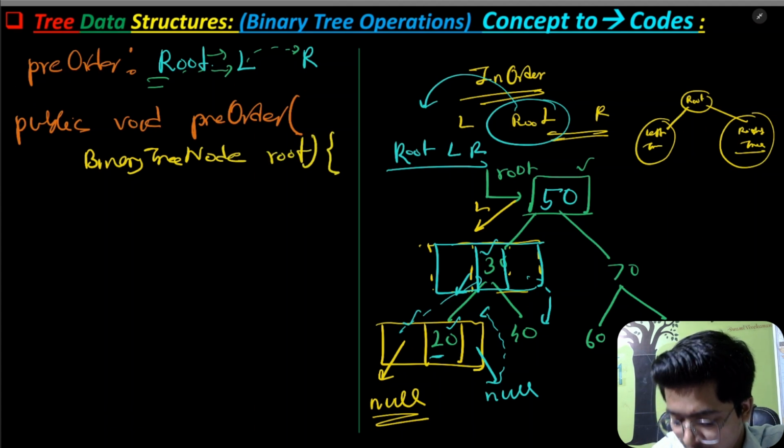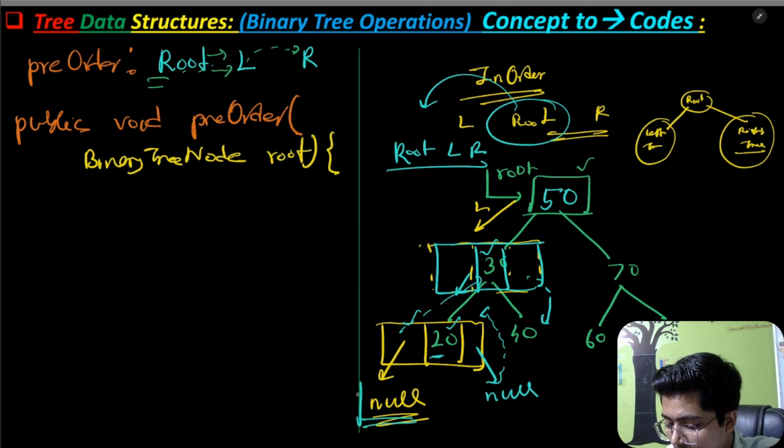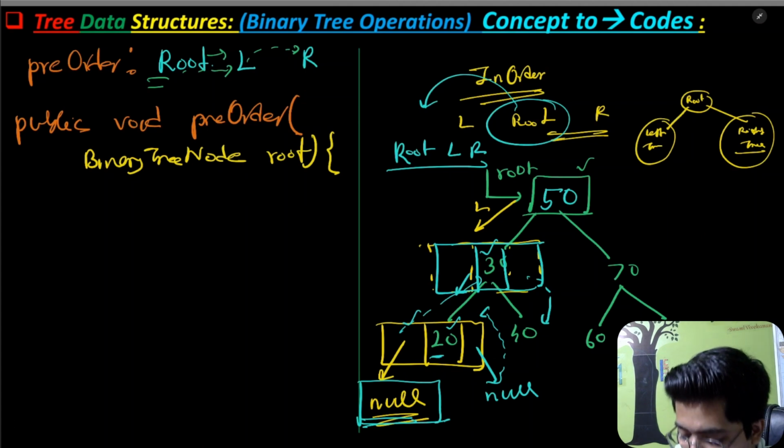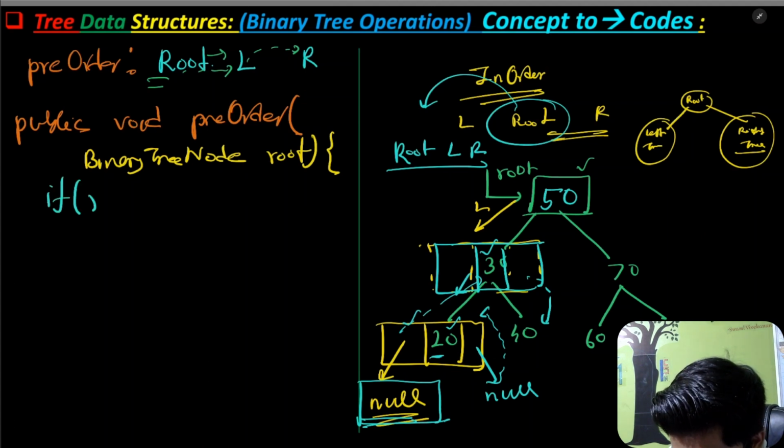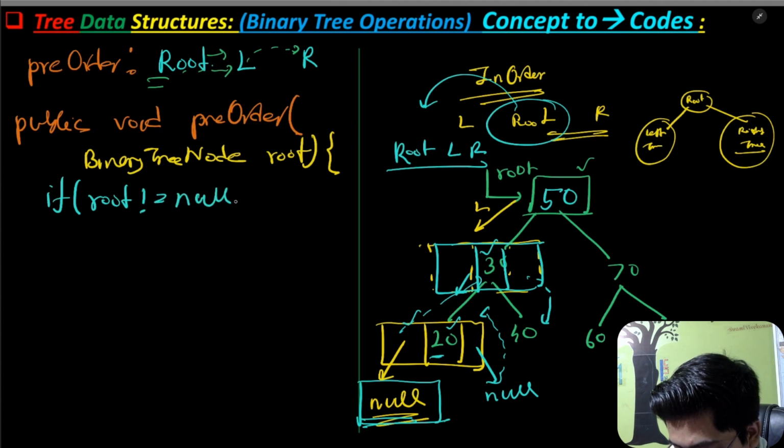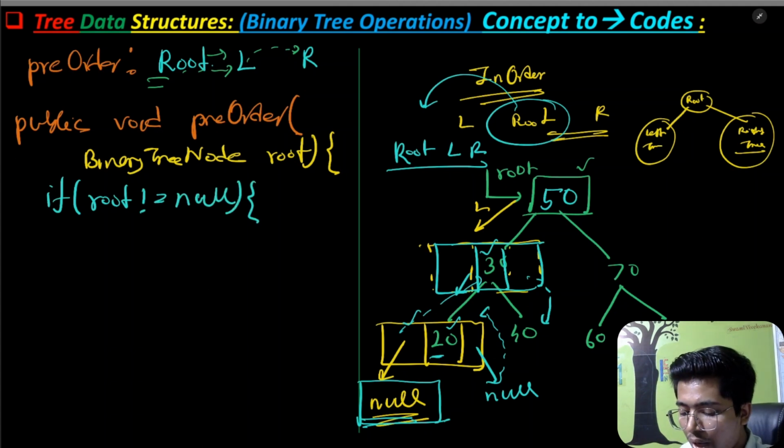So we first check, and we stop here. This is the stopping condition, that null is the stopping condition. So we write like this: if root not equals to null, then we keep running the program. So now we'll be writing the program for this one. What we process every time is the root section. So we'll be writing for that section, that will be printing.